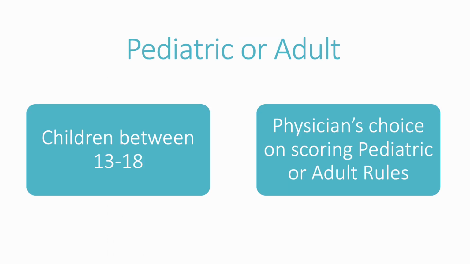There's a difference in pediatric scoring and infant scoring. Children between the ages of 13 to 18 qualify for adult or pediatric scoring, but it's ultimately up to the physician as to how to report the studies. For infants through 12 years old, pediatric scoring is required.